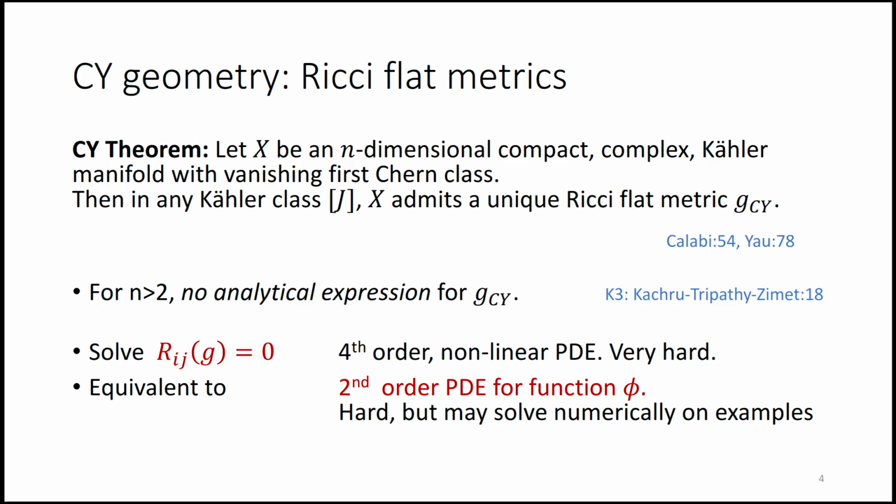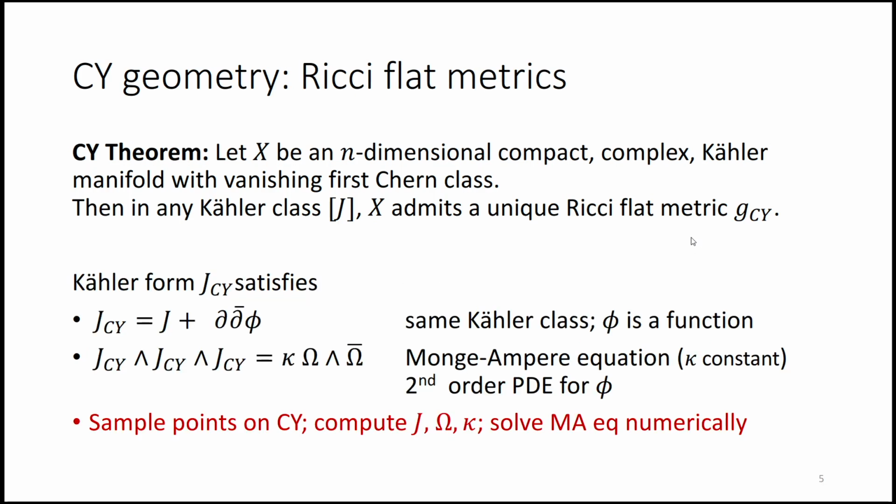However, from the Calabi Yau theorem and Yau's proof of the theorem, we know that we can translate the condition of Ricci flatness into a second-order partial differential equation for a global function, phi, and this makes it more tractable to approach this problem numerically, as I will explain. So how does this work?